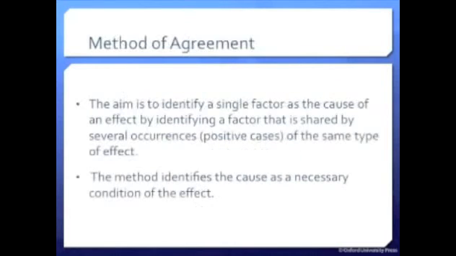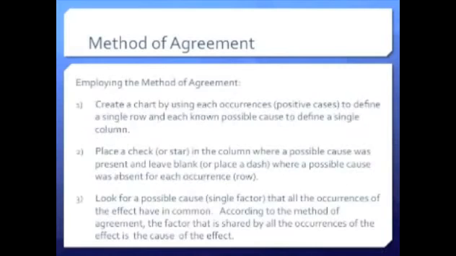The method of agreement aims to identify a single factor as a cause of an effect by identifying a factor that is shared by several occurrences or positive cases of the same type of effect. The method identifies the cause as a necessary condition of the effect. We would employ the method of agreement in the following way.